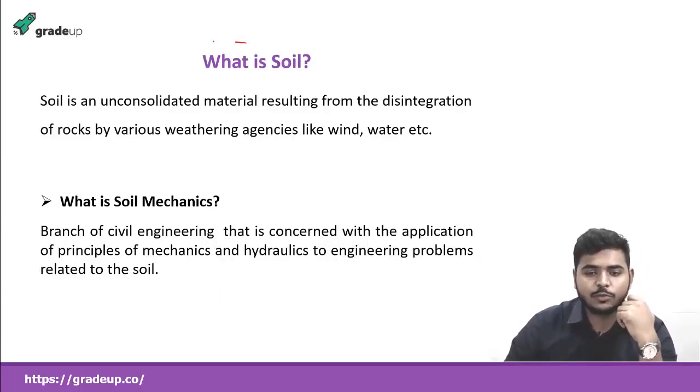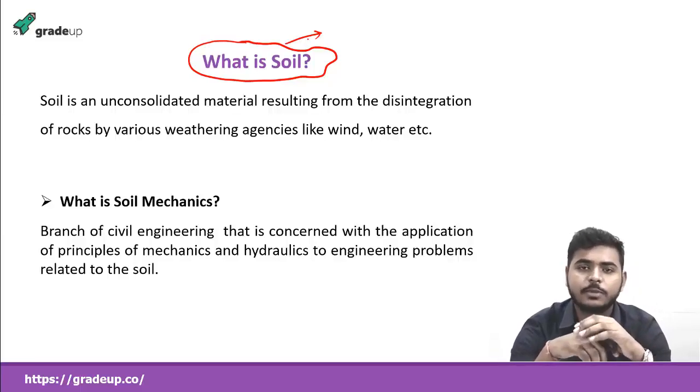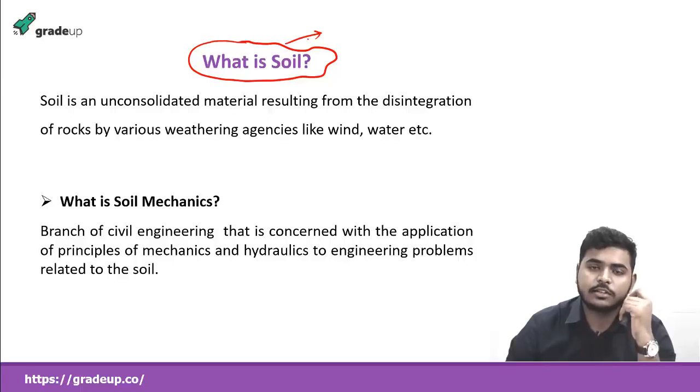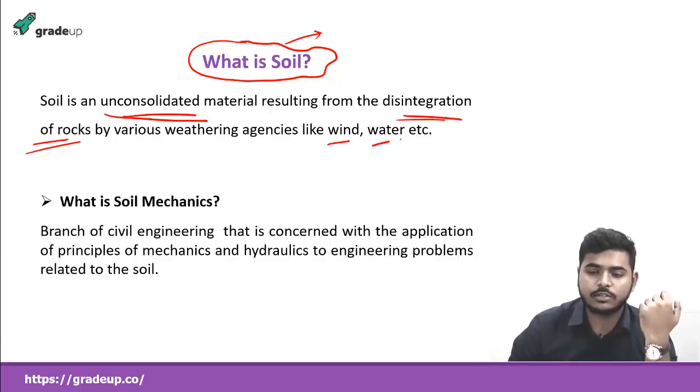Now coming to what we're going to start with, what is soil? The whole geotechnical engineering is basically concentrated on soil. It is actually the study of soil. So soil is an unconsolidated material. It results from disintegration due to weathering agents like wind, water, rain, etc. So it is an unconsolidated material resulting from disintegration of rocks, and the factors may be wind, water, as I told.